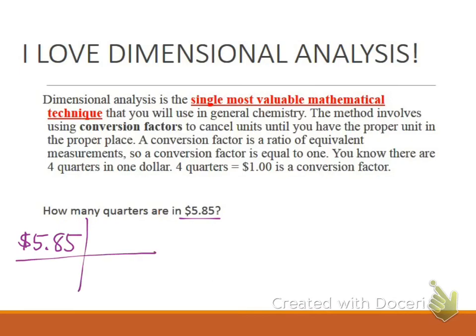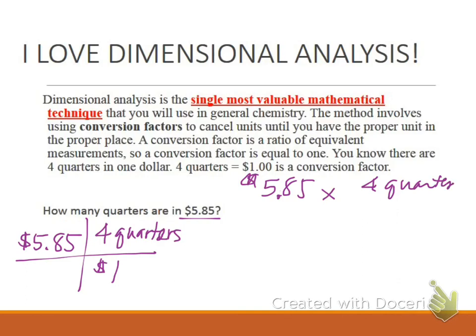$5.85, and then I'm going to do this little grid, and I'm going to say that in every $1 is 4 quarters. Okay? You could also say in $5.85, you could say there are 4 quarters. You can do it as a fraction. They mean the same thing. Anytime I divide anything by itself, what is it? 1. So I am dividing units by themselves. So the units cancel out.